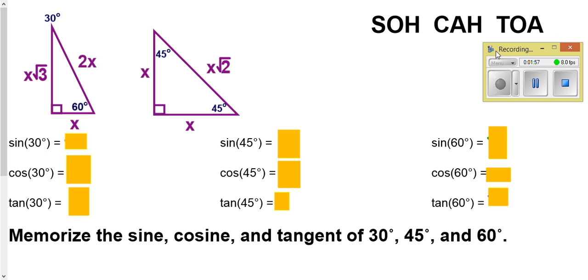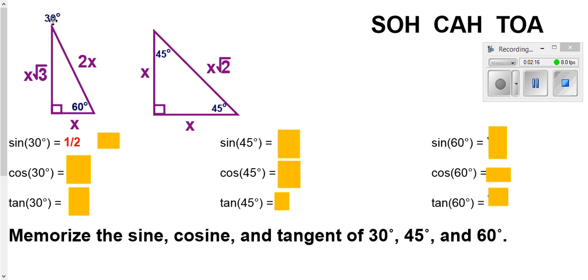So we're going to go ahead and use Sohcahtoa right here to be able to work this out. We're going to go to our 30-degree angle. We're going to take our opposite, which is x, over our hypotenuse for the sine of 30. So it'd be x over 2x. Well, the x's drop and we get 1/2.